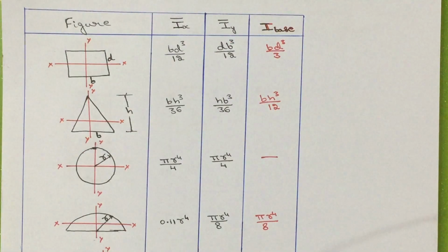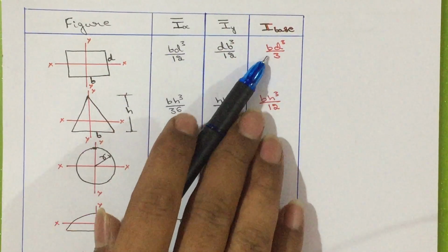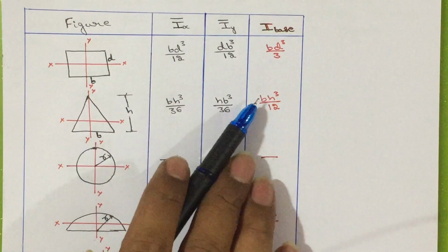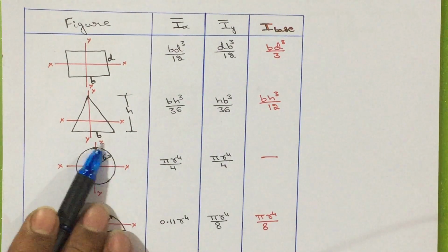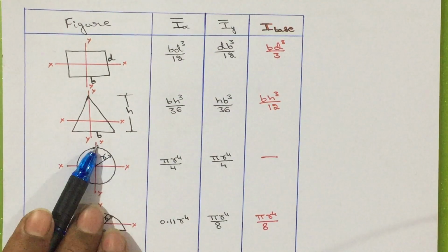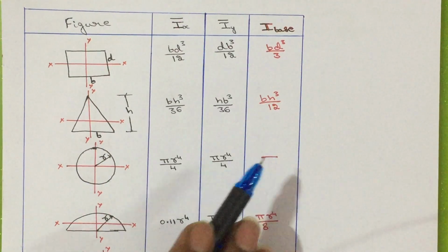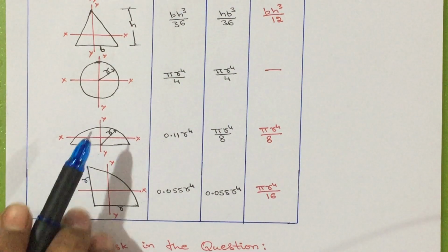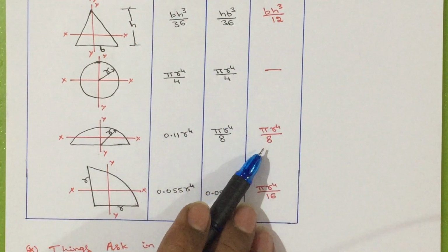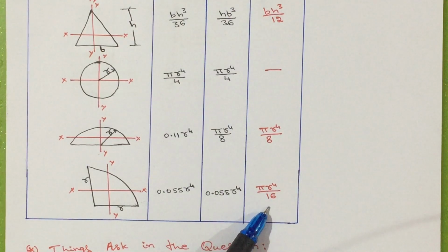So, now for rectangle, I with respect to the base is given by bd cube by 3, for triangle bh cube by 12, and for circle, since there is no base, is there any base now? Any exact horizontal or vertical line here? No. So, you won't get I with respect to base in case of the circle. Then, for a semicircle, it is pi r to the power of 4 divided by 8. For a quadrant of a circle, it is pi r to the power of 4 divided by 16.